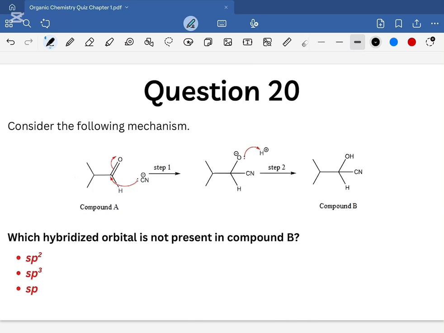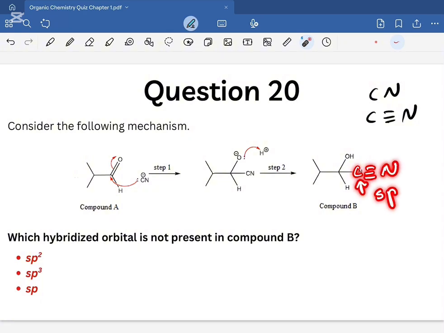Which hybridized orbital is not present in compound B? So one thing that I have to note is that CN is actually C triple bond N, and it's present over here. So this C triple bond N, this carbon over here has the orbital which is sp. So it has the hybridized orbital sp. And we also have carbons which have the sp3. However, we do not have a carbon with a double bond and a single covalent bond to form the sp2. So the only hybridized orbital that's not present is actually the sp2 hybridized orbital.